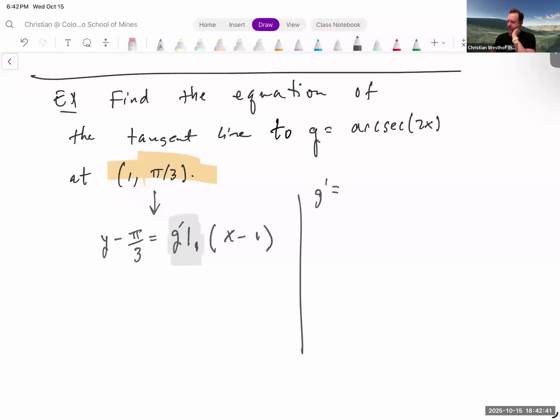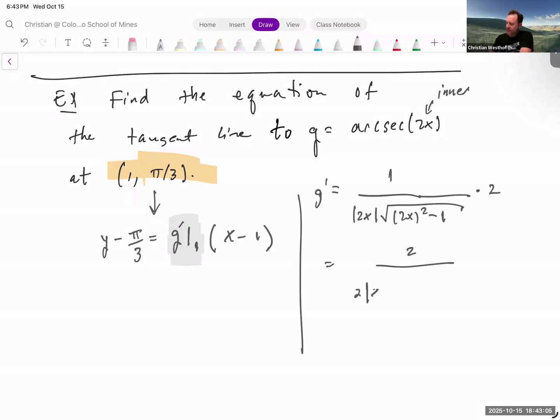Our derivative, g prime of arc secant, is 1 over the absolute value of the thing, times root of the thing squared minus 1. The thing is 2x, that's our inner function. So 1 over absolute 2x root 4x squared minus 1, and then times the derivative of our inner function, 2. We end up with 2 over 2 absolute x root 4x squared minus 1, and we want to evaluate this at 1. So the 2's cancel.